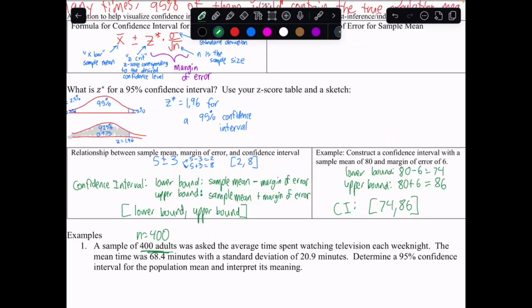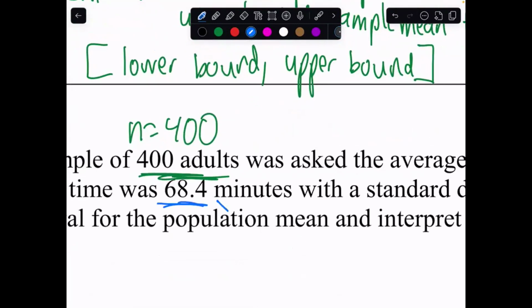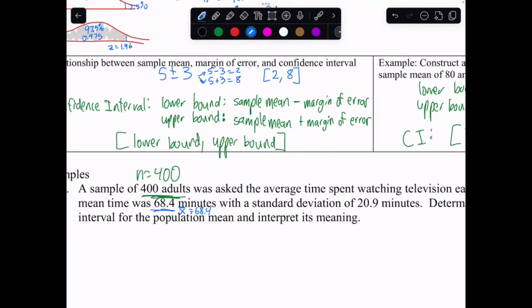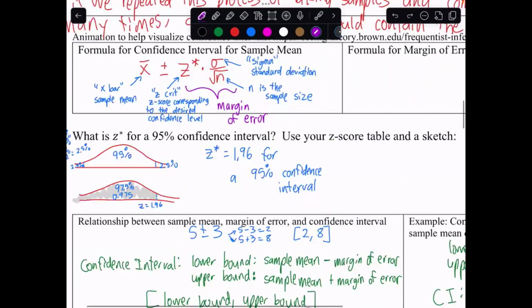We'll come back to that. Of those 400 adults, the mean time was 68.4 minutes. Again, this is not the true mean. We have no way of getting that without all the data. This is what we call the sample mean. Okay, so the 68.4 is going to be x bar. Make sure you put the bar on top of the x. With a standard deviation of 20.9 minutes. Okay, so standard deviation we represent with the Greek letter sigma.